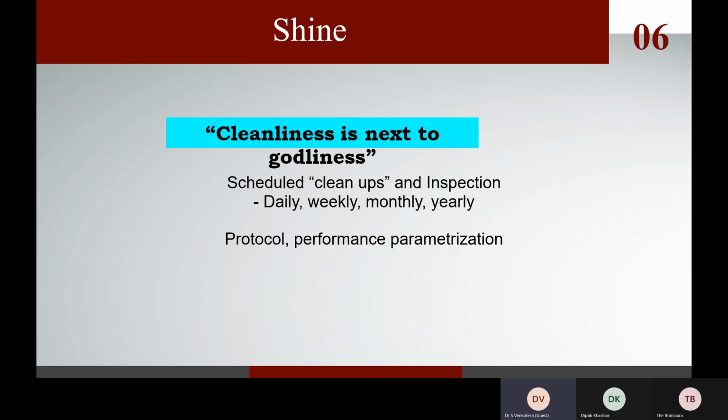So basically, in this step, what we do is we will have a scheduled cleanup and inspection. These are the two key things: scheduled cleanup and inspection. And this could be daily, weekly, monthly, yearly. It depends really on your process, your type of organization. There is no set or fixed formula or method. It really depends on your nature of work.